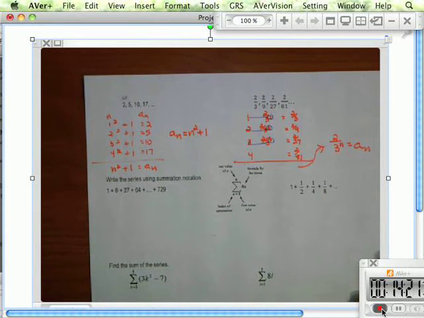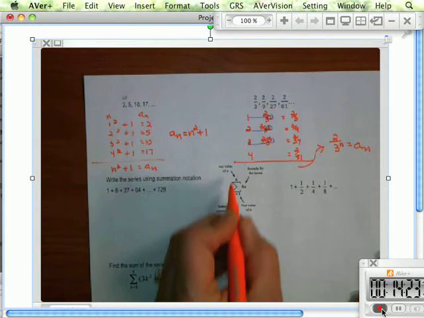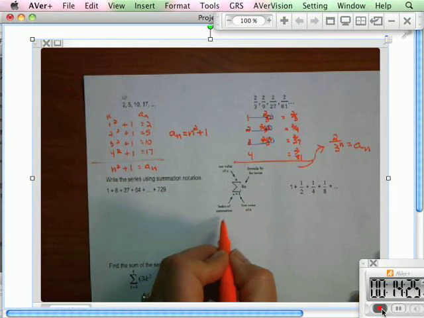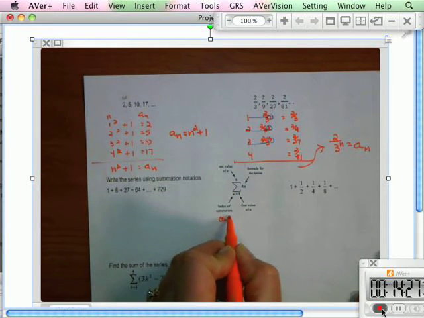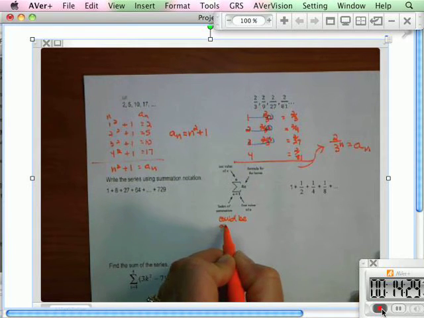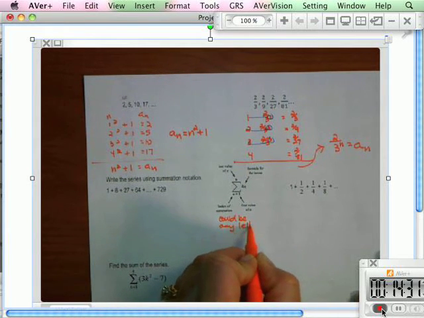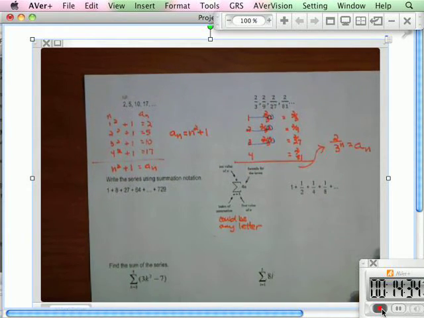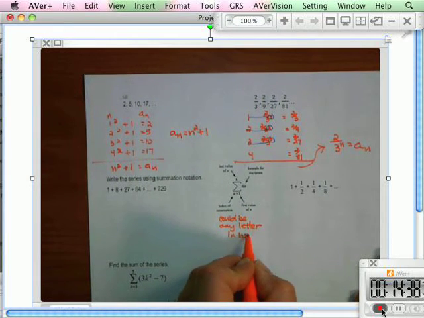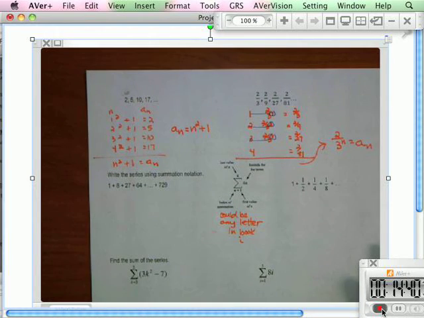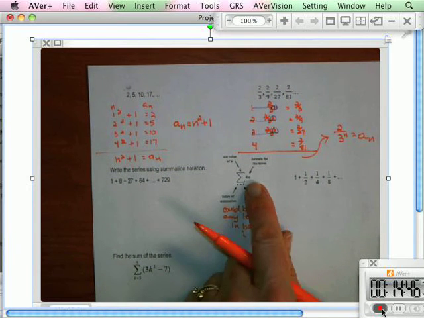Now, sometimes, like in the book, this n could be any letter. So here it happens to be n, which I like, but it could be any letter. And don't let that confuse you, just like the variable can be any letter. In the book, it's I. They use I in the book for their representation. It doesn't matter. All right, and then this represents the function.